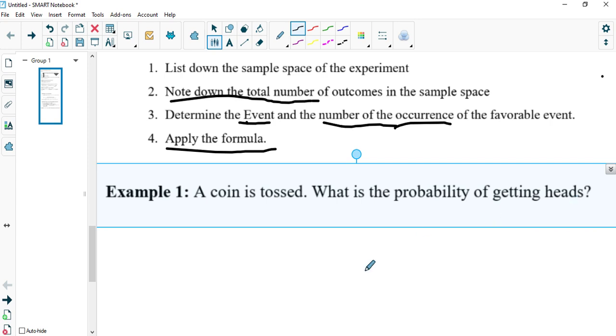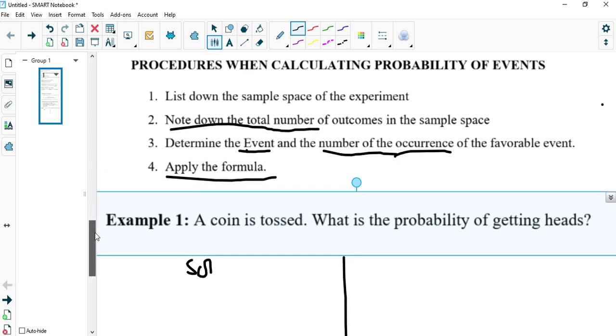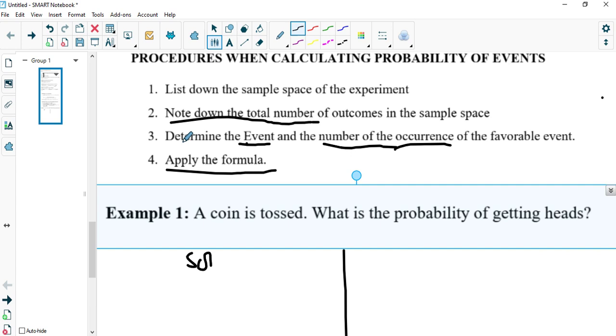To understand this question, we need to follow the procedures I said here. Remember, step number 1 is for you to list down the sample space of the experiment. During the exam yourself, the sample space, if you remember, is the collection of all possible outcomes in an experiment.